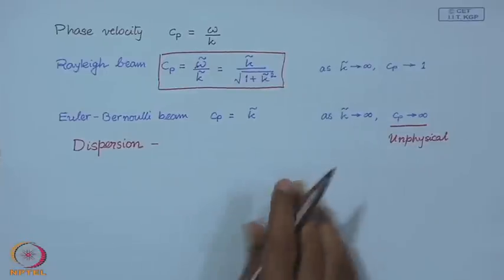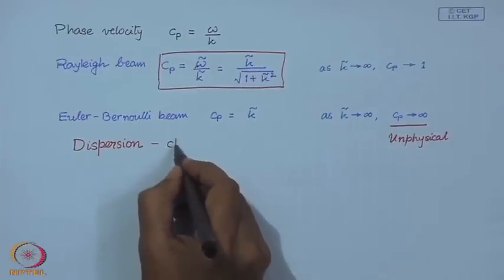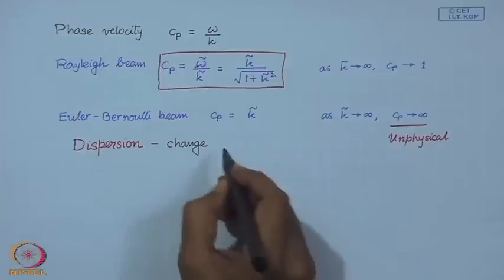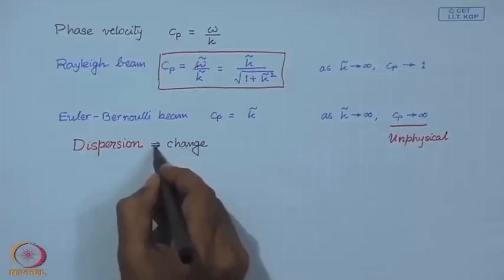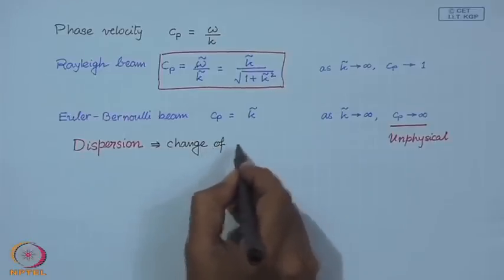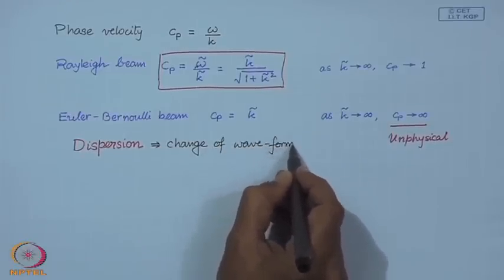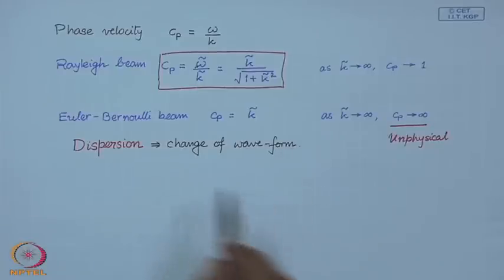So, an effect of dispersion is change of waveform. So, when you have dispersion, the waveform changes. This is an effect of dispersion.